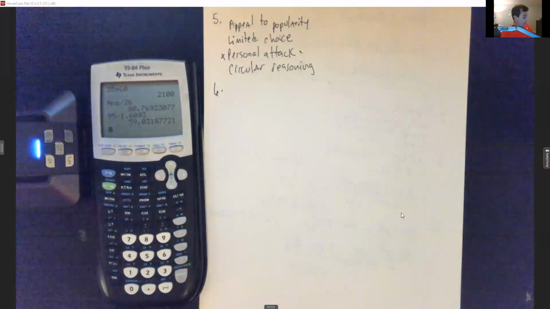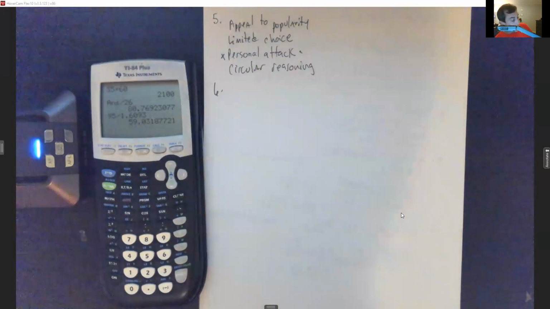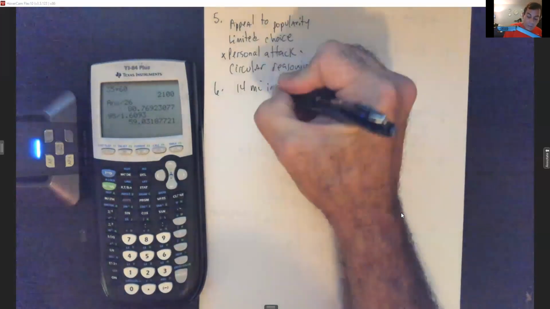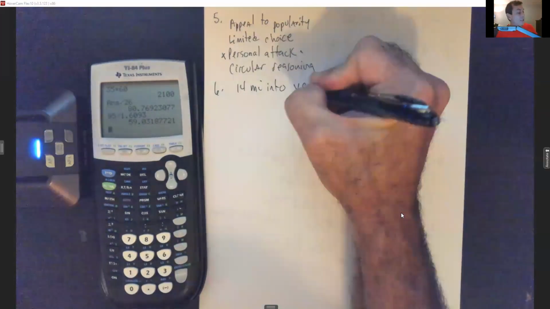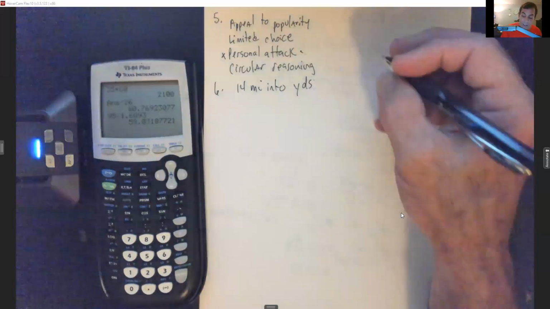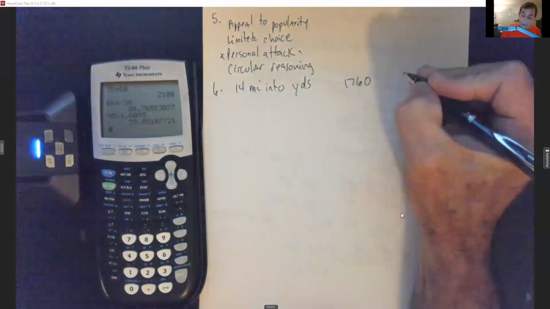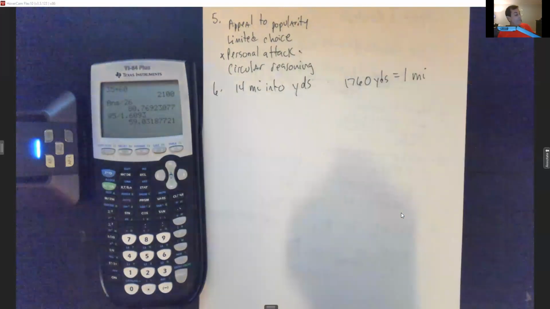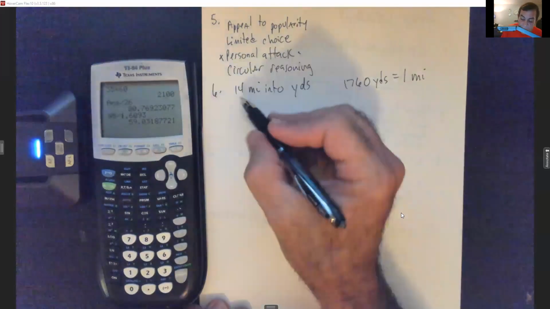All right, number 6. Carry out the indicated unit conversion. Round your answer if appropriate. Convert 14 miles into yards. And I'm just going to say YDS for my yards. And now they're telling me there are 1,760 yards equal to 1 mile. So they gave me that conversion. So we're going to turn 14 miles into yards.